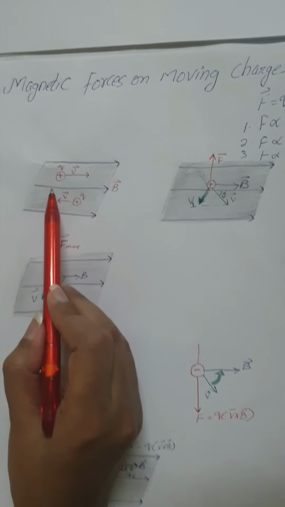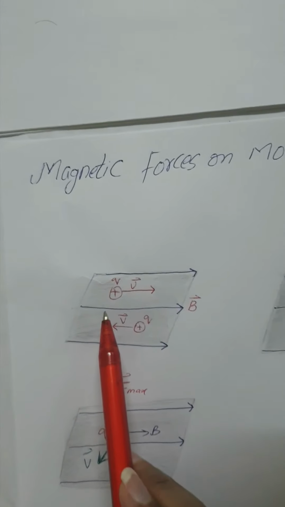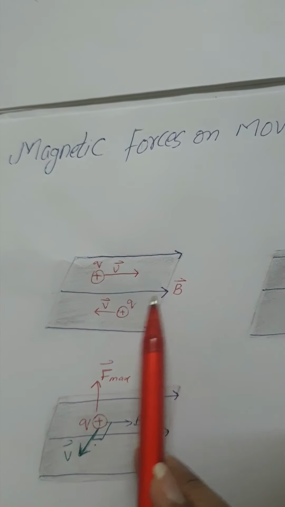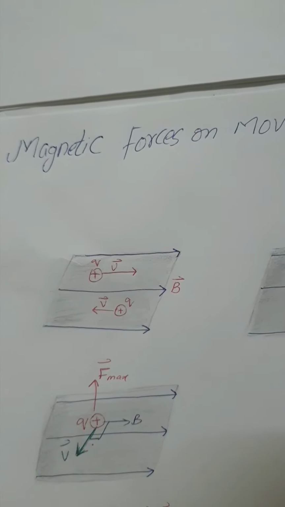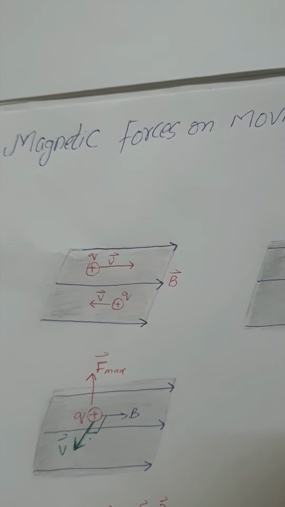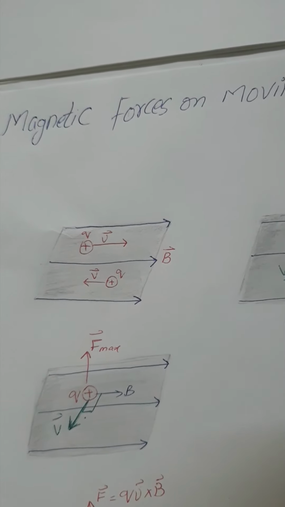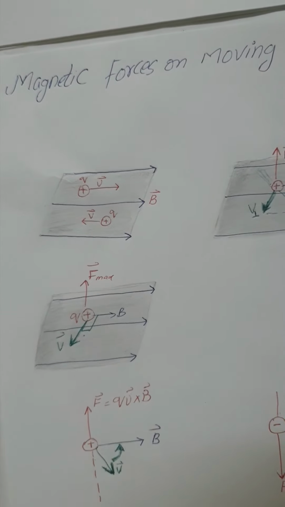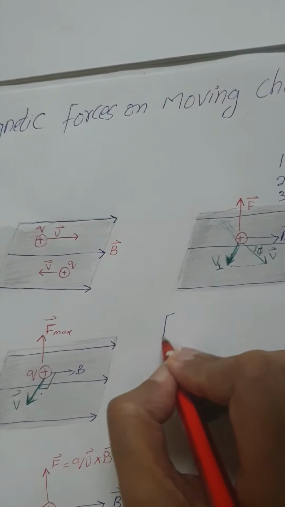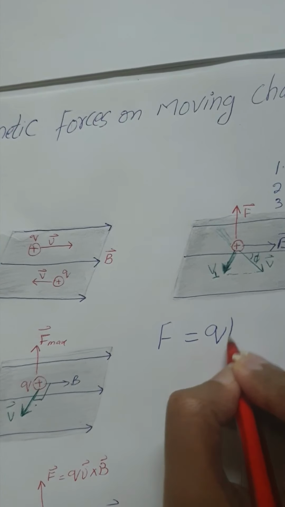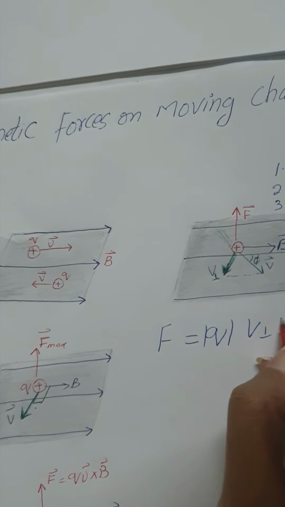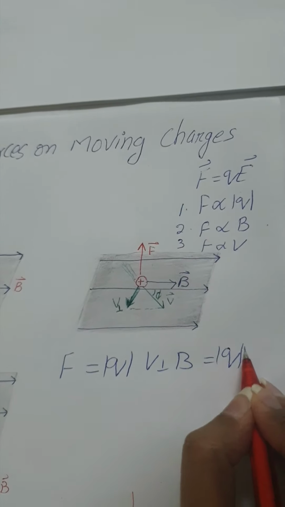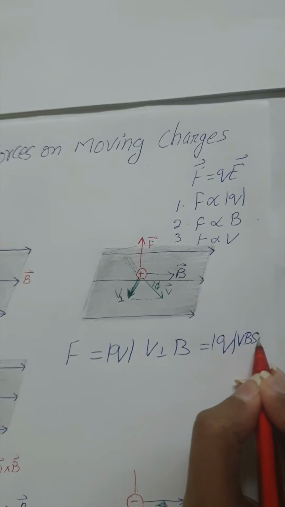Here, a charged particle moving parallel to a magnetic field experiences 0 magnetic force. The direction of force is always perpendicular to the plane containing velocity and B, and its magnitude is given by the relation F equals qvB sine phi.